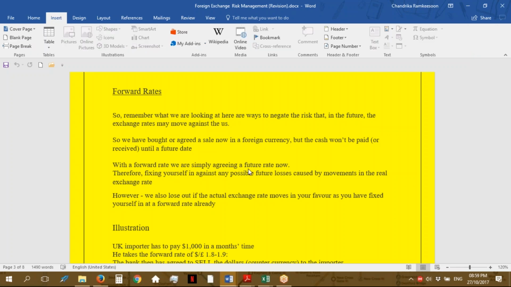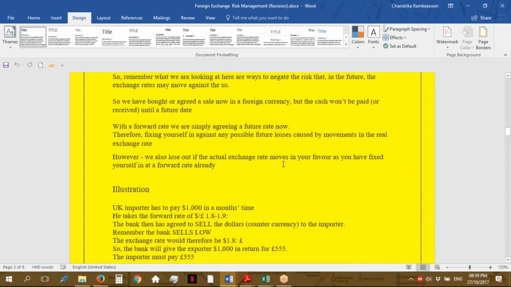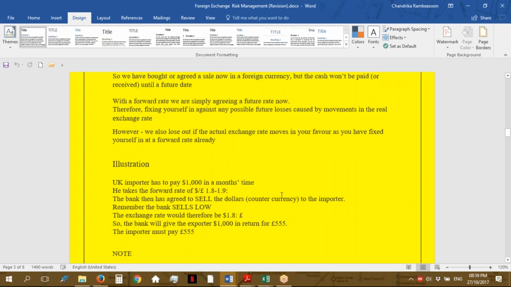So with a forward rate, we are simply agreeing a future rate now. Okay. Therefore, fixing yourself in against any possible future losses caused by movements in the real exchange rate. However, we also lose out, and this is the point I was making just now, if the actual rate moves in your favor, as you have fixed yourself in a forward rate already. But you can't have your cake and eat it, right?